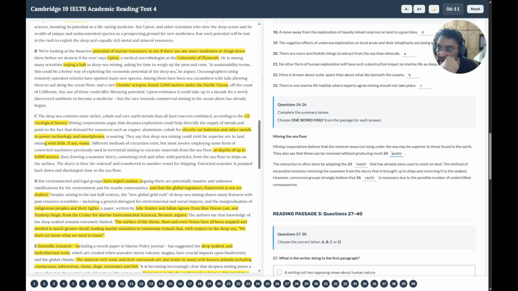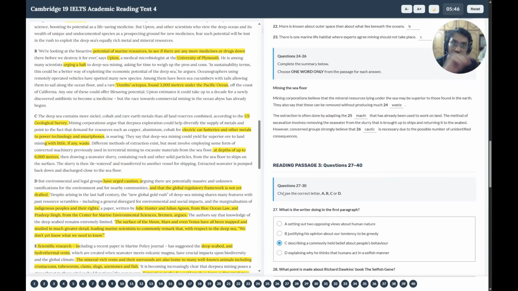Argue the fact. Without, with little, if any, waste. The extraction often done by adapting the machinery, traditional manufacturing, but all employing some form of converted machinery. Caution. Have urged caution. I strongly believe that caution is necessary. They have urged caution. Rephrased.